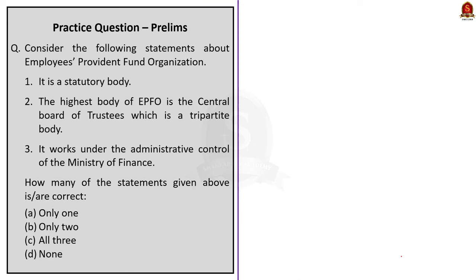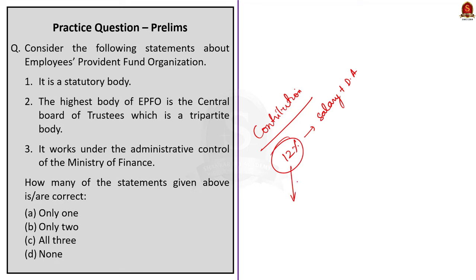Now coming to the contribution to the scheme, as we all know, both the employee and employer contribute 12% of the employee's basic salary and dearness allowance to the EPF scheme. A part of this goes to the EPS scheme, that is the Employee Pension Scheme, while the remaining part goes to the Employee Provident Fund scheme, that is the EPF scheme. Note that 8.33% goes to the Employee Pension Scheme. After the employee retires, the plan provides a steady stream of income.